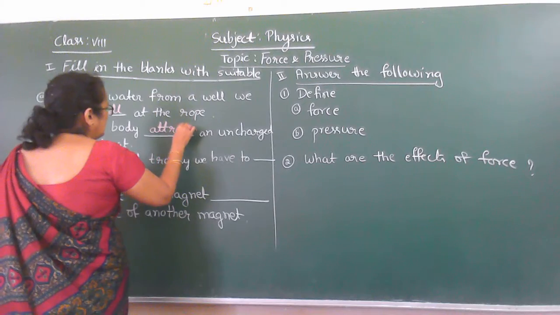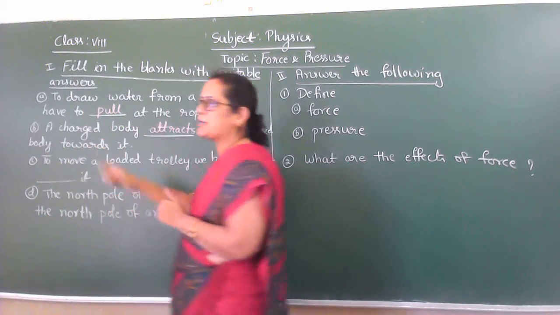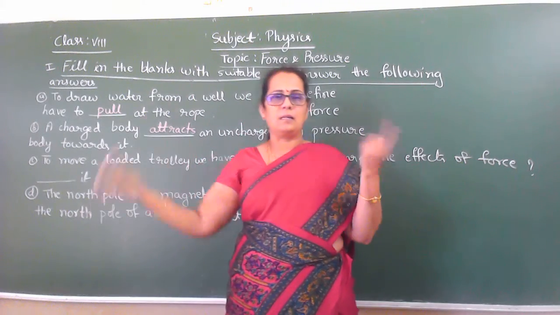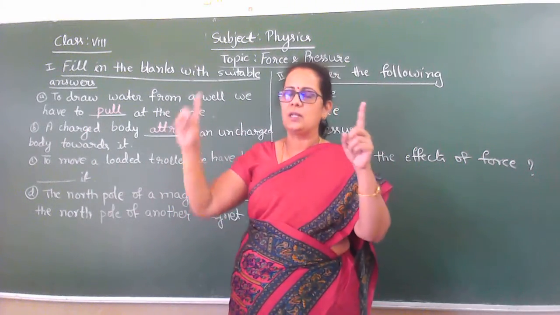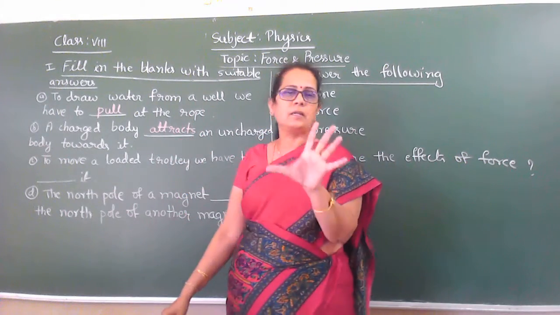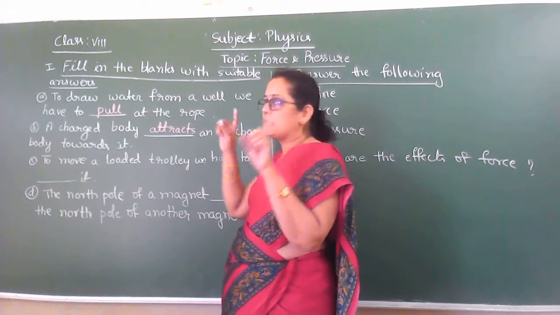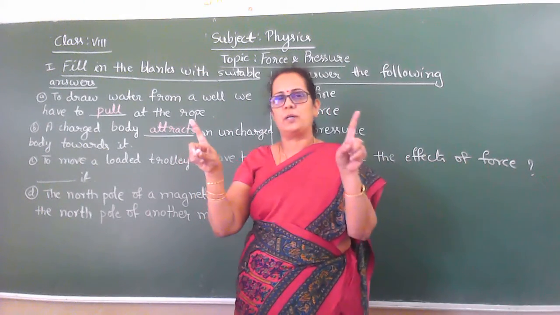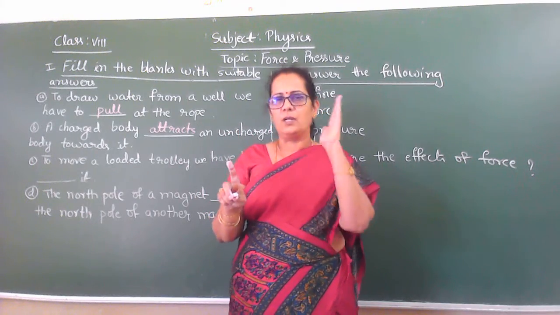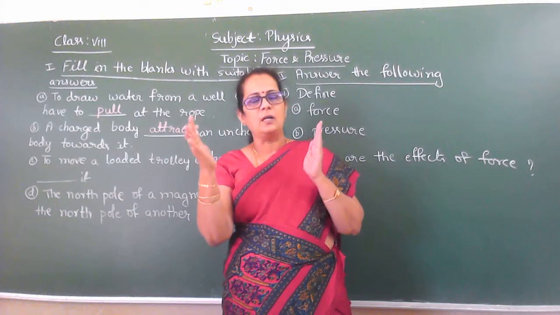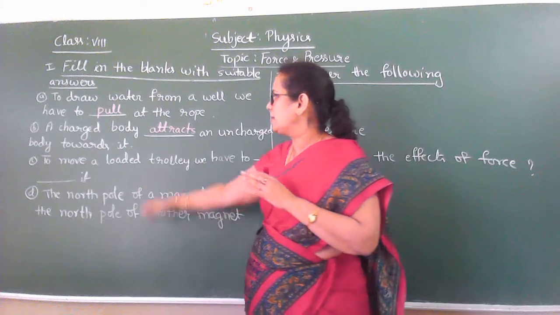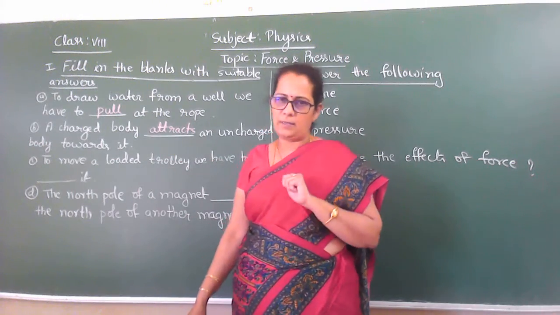Suppose a charged body comes in contact with another charged body, then it repels. If one is charged and another one is uncharged, they always attract each other. Even when an uncharged and an uncharged body come towards each other, there is a repulsion. One must have a charge and the other must be uncharged, then only they attract each other. That is the concept of the second fill in the blanks.